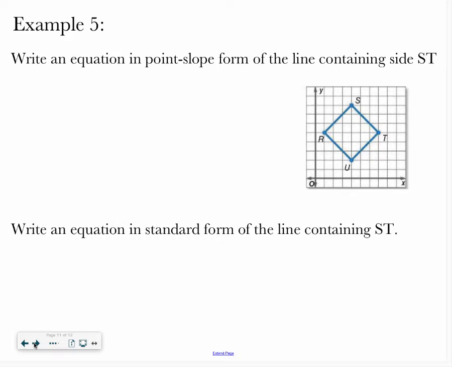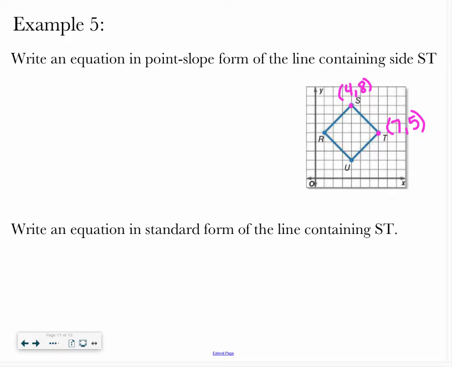Write an equation in point-slope form of the line containing side ST. So first let's find where are S and T. So here's S, and that point is located at 4, 8. And then T is right here, and that's located at 7, 5. We want to write an equation in point-slope form.